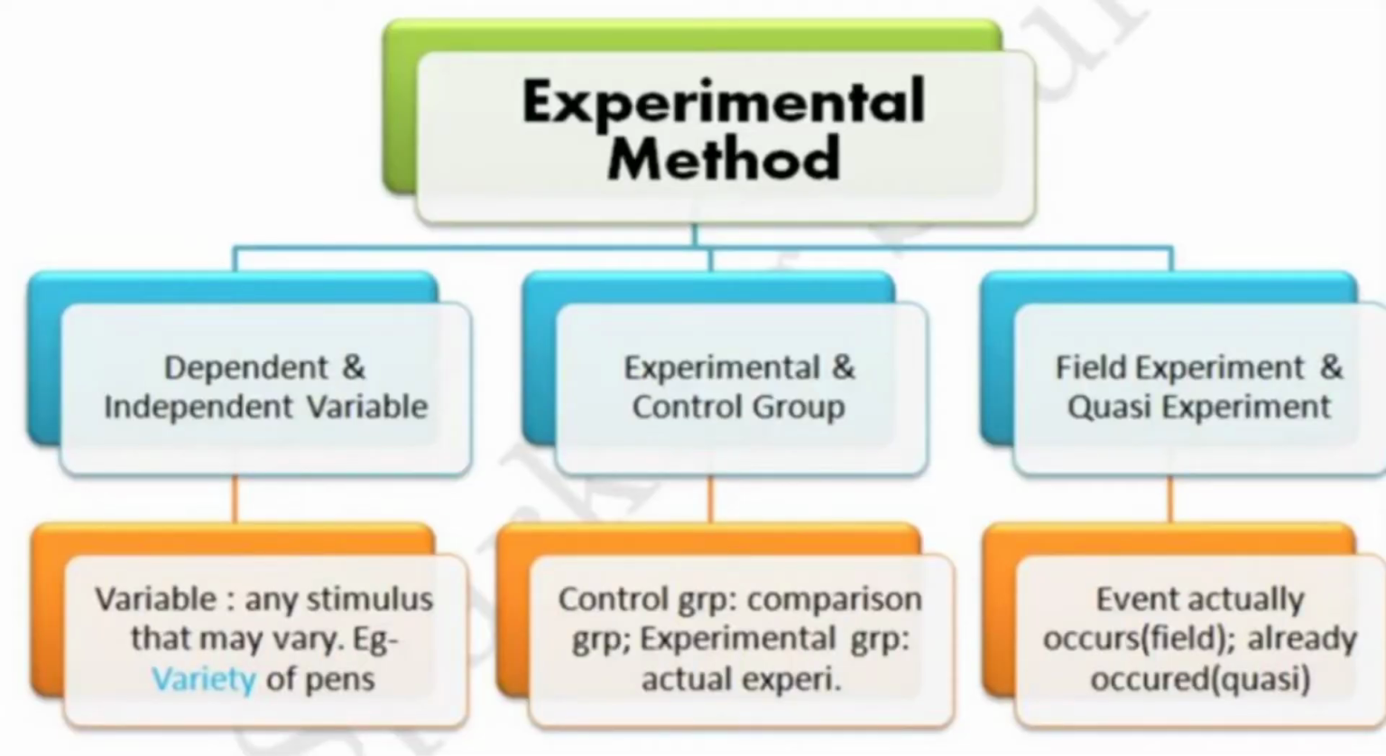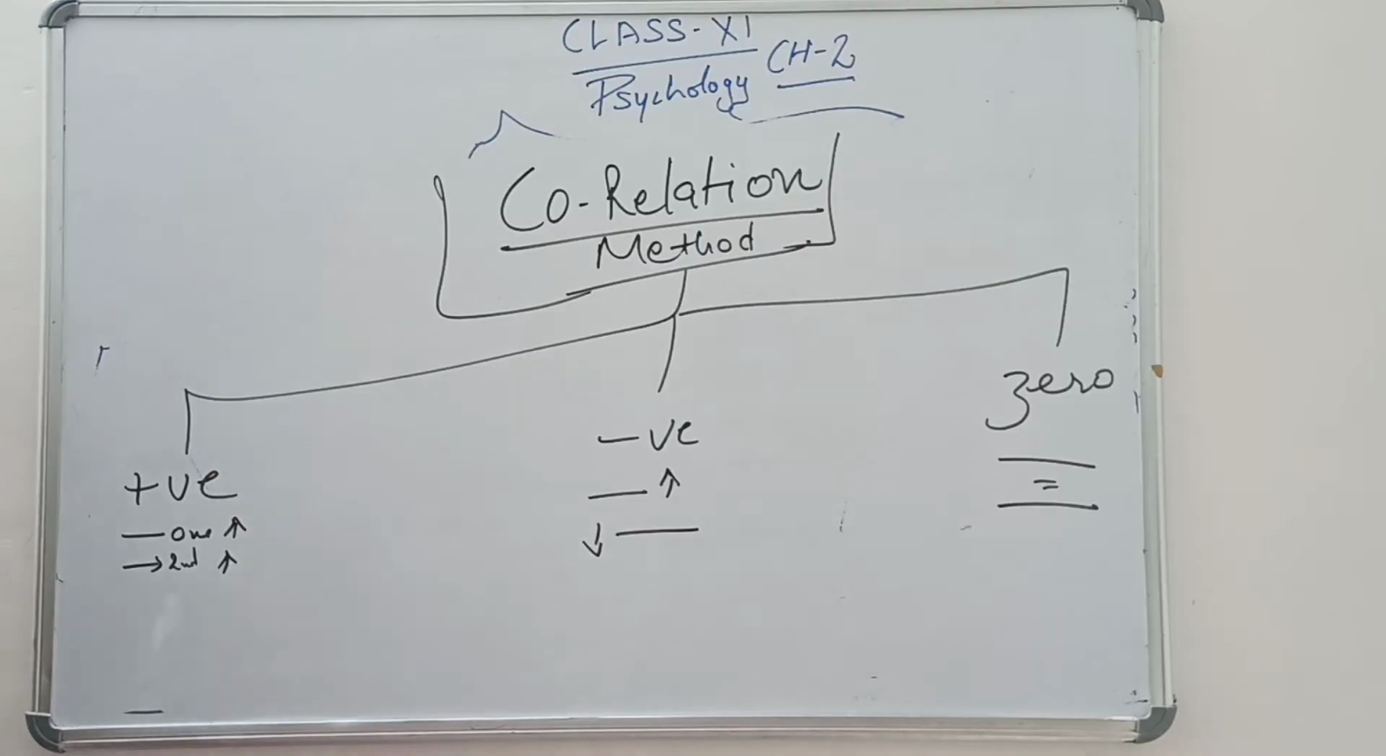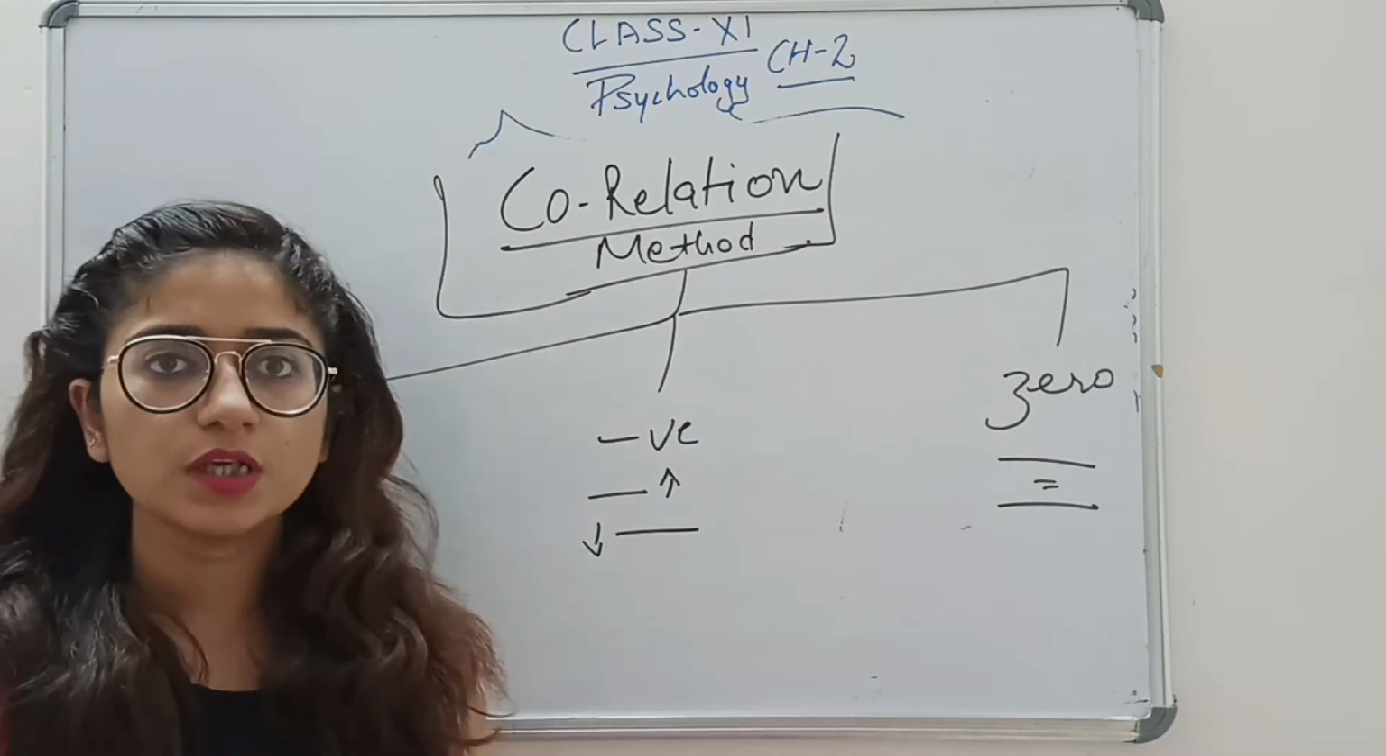Okay, in experimental and control also you have understood. Now after the experimental method, what you are going to get is the correlation method. Okay, so now we are going to study the correlation method.